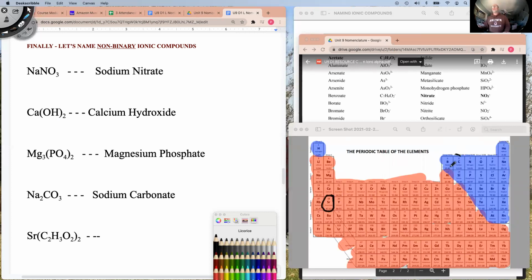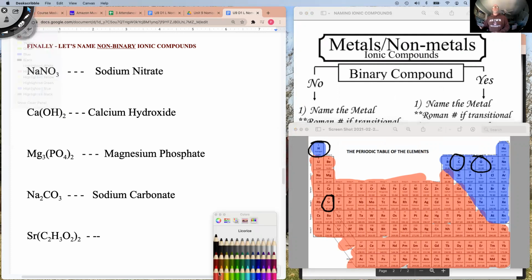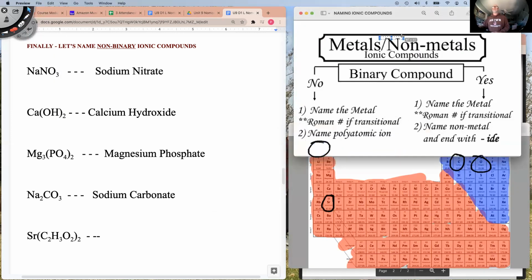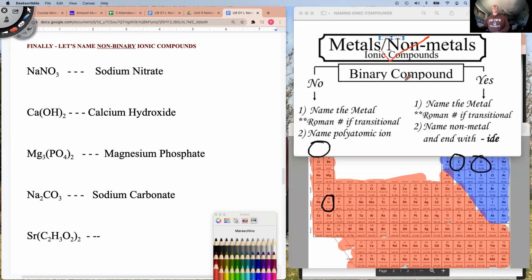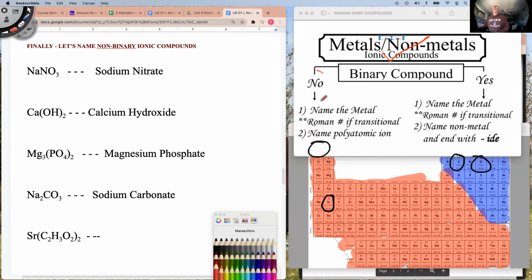We're working with a C, an H, and an O. First things first, ladies and gentlemen. Are we working with metals mixed with non-metals? Yes, we are. Sweet. All right. Check. Where's my palette? There's my palette. Check. Working with metals and non-metals. Is it binary? Well, let's take a look if it's binary. 1, 2, 3. No, it's got 4. Binaries are 2. All right. So, nope. So we're going to name the metal, and then we're going to name the polyatomic ion.